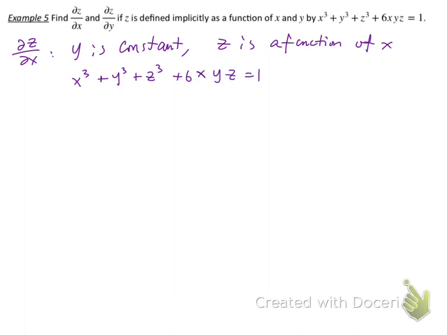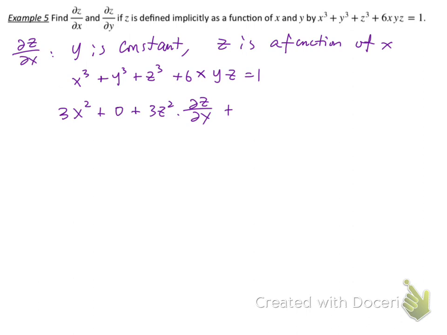Differentiating term by term, x cubed, differentiating with respect to x, that's 3x squared. y cubed, constant, differentiating gives 0. z cubed, z is a function of x, so when you are differentiating z, you will have the derivative with respect to z times the derivative with respect to x, chain rule.